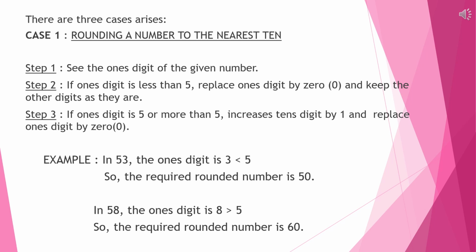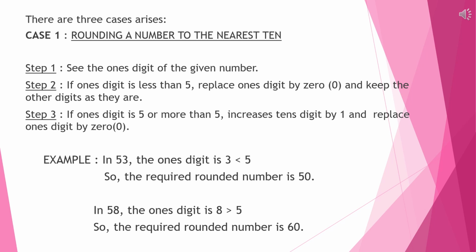According to the previous slide, we can round off the digit at ones, tens, hundreds place. So three cases arise. Case first, rounding a number to the nearest 10. Case 2, rounding a number to the nearest 100. Case 3, rounding a number to the nearest 1000.